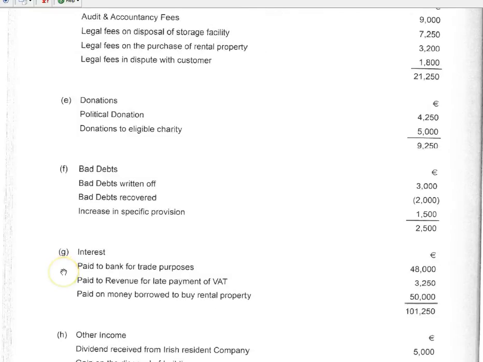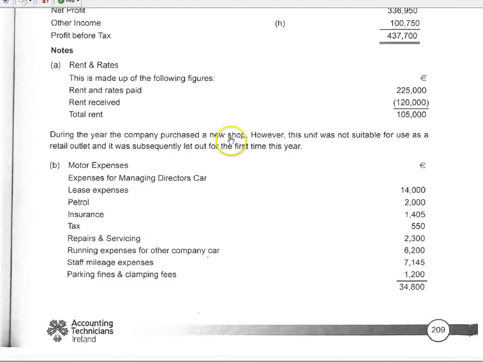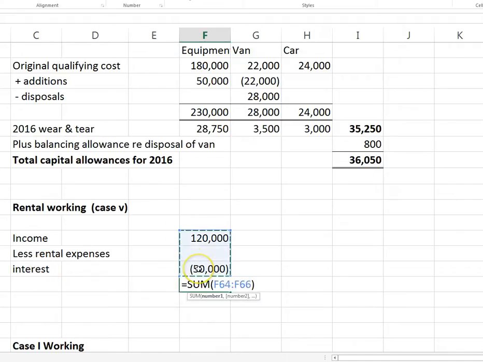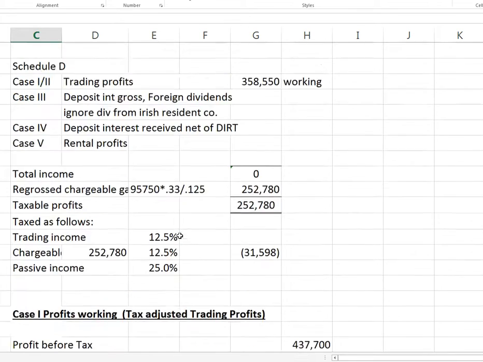Let's go to interest paid on money borrowed to buy the rental property. That's an expense, and interest expense is allowable, and it was 50,000. There is a restriction of 25%: you're only allowed 75% of the interest if it's residential, but this property that was let out was a shop, a commercial use, so we don't have the restriction. So the rental expenses or interest of 50,000 were the only expenses, and so that's our Case 5 profits of 70,000, and that's what gets brought up here.